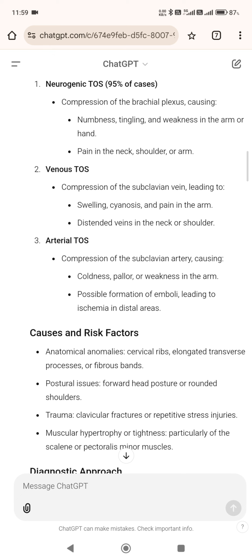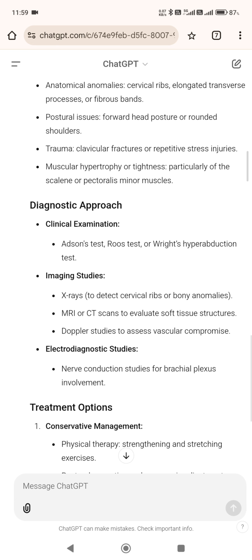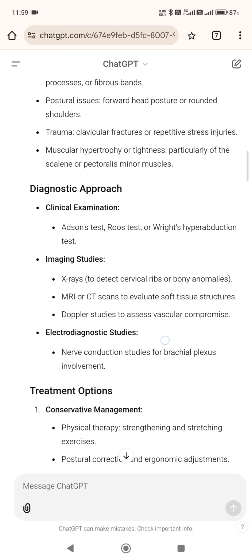Causes and risk factors. Anatomical anomalies: cervical ribs, elongated transverse processes, or fibrous bands. Postural issues: forward head posture or rounded shoulders. Trauma: clavicular fractures or repetitive stress injuries. Muscular hypertrophy or tightness, particularly of the scalene or pectoralis minor muscles.